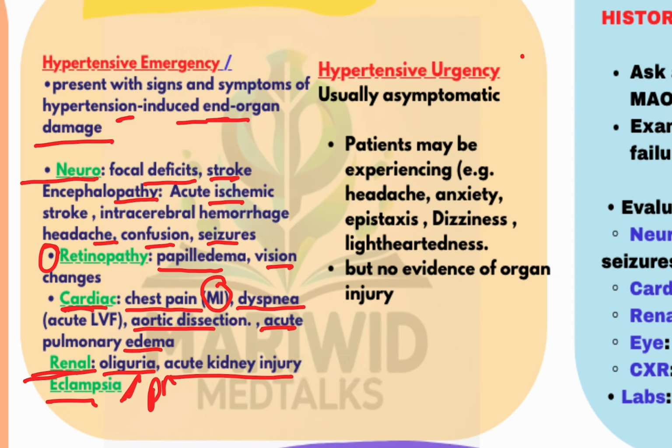For hypertensive urgency, as we said, it's usually asymptomatic. Some patients may experience symptoms like headache, anxiety, epistaxis, dizziness, lightheadedness, but no evidence of end organ damage, as we discussed in the hypertensive emergency.